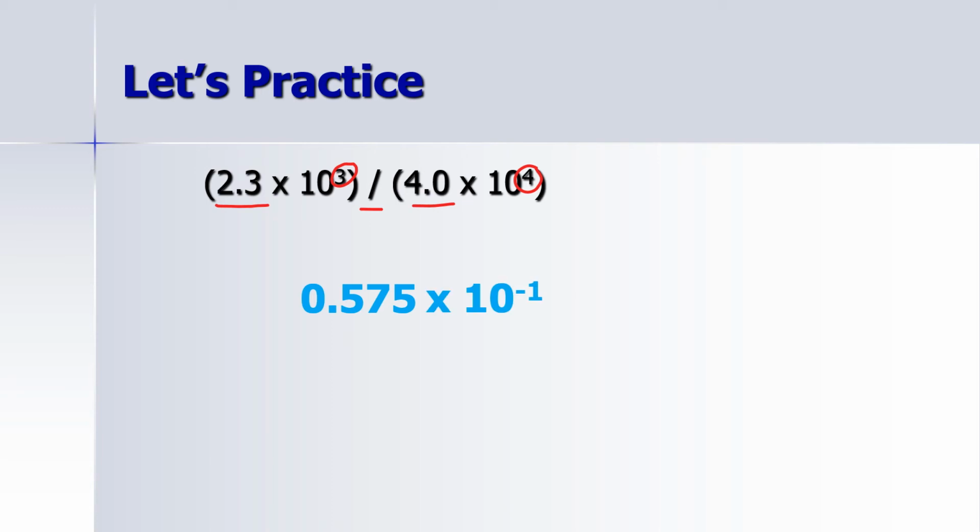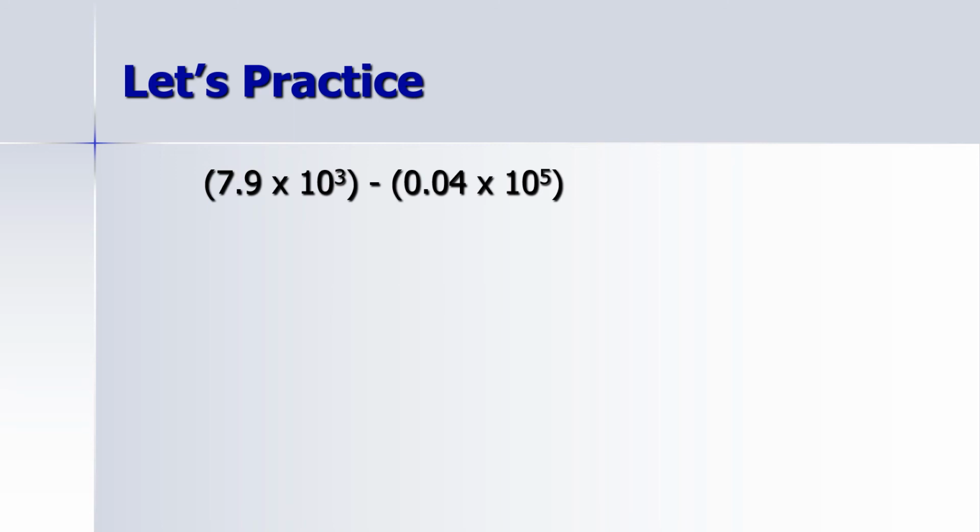Here we have a subtraction problem. 7.9 times 10 to the power of 3 minus 0.04 times 10 to the power of 5. Once again, first thing that we want to do here is make sure both of them have the same exponent. So we can either make both of them 3 or we can make both of them 5. Okay, so remember our rule.